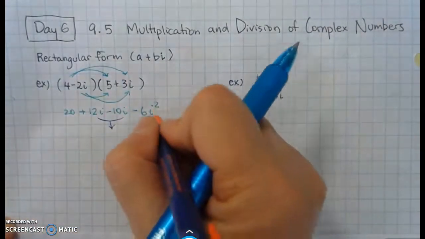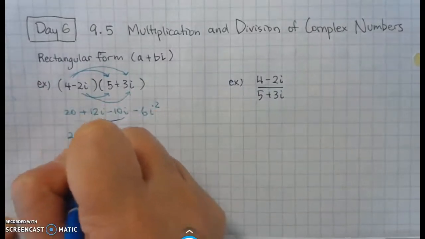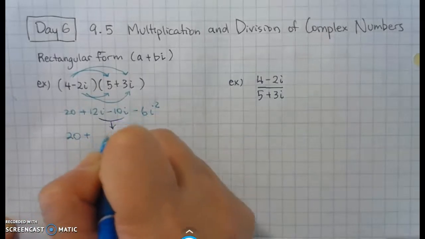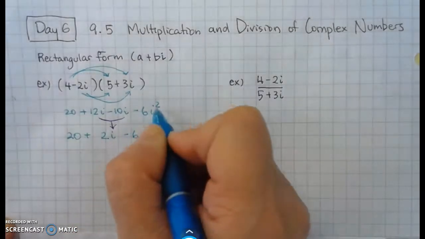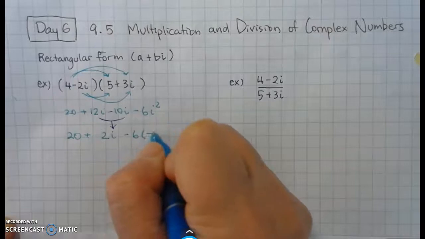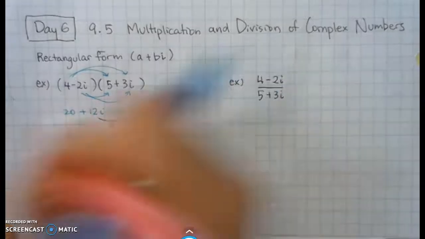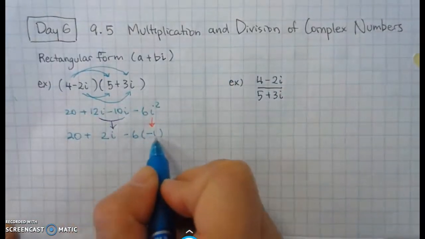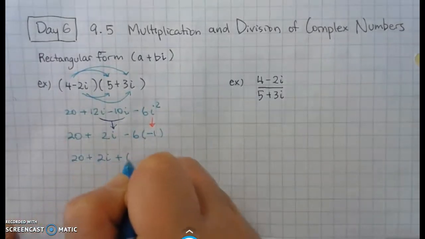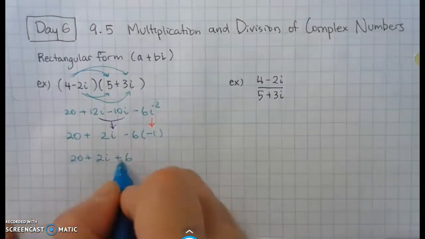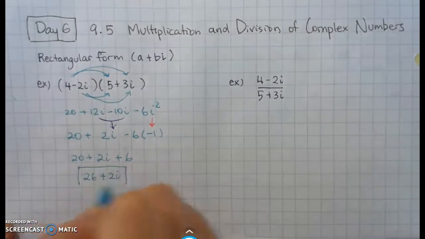Okay. So here I have 20 plus 20i minus 10i, which is just going to be 2i, and minus 6i squared. What is i squared? i squared is just negative 1. Remember that i squared is negative 1. So I have negative 6 times negative 1 here. So then this simplifies to 20 plus 2i plus 6. Then finally combining the like terms 20 and 6, you end up with 26 plus 2i. And that's my final answer.